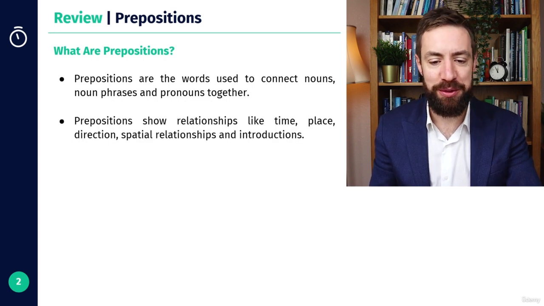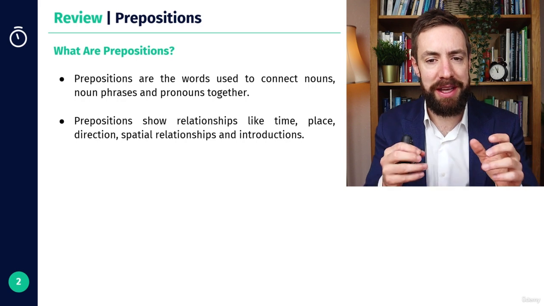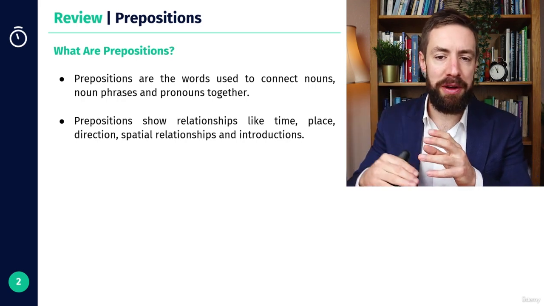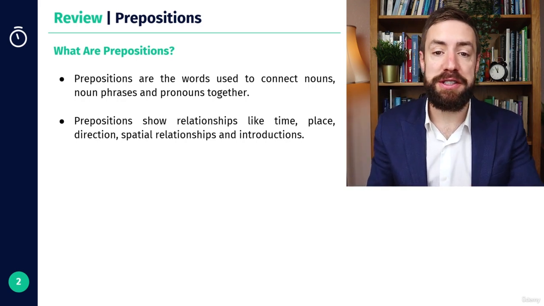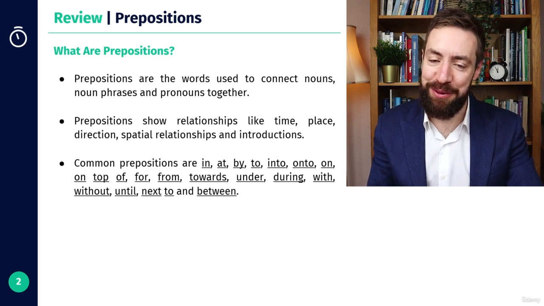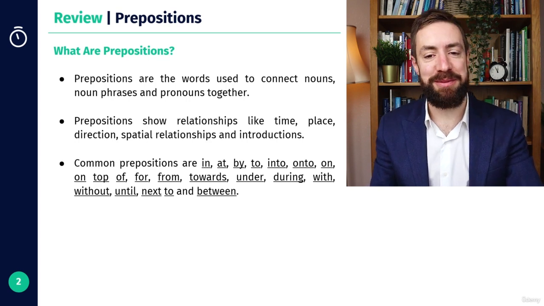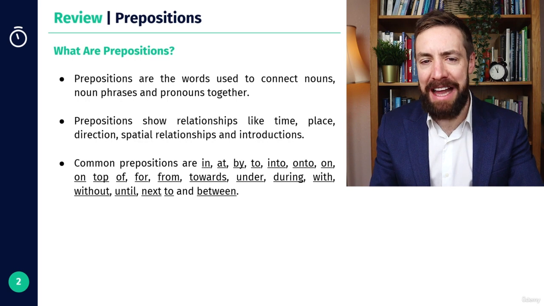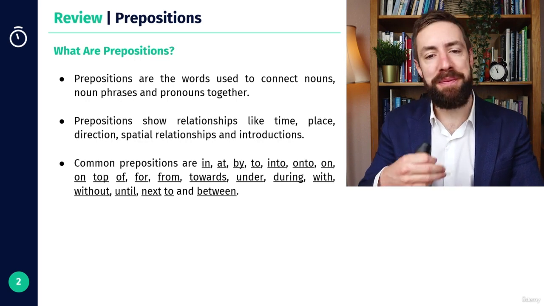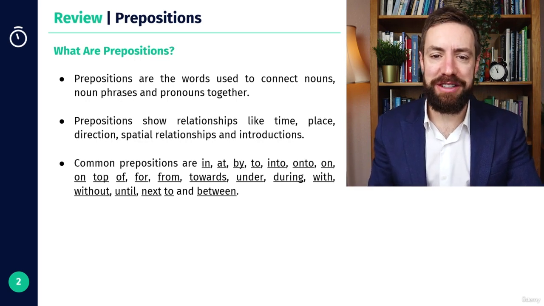They're connecting words. And they show relationships like time, place, direction, spatial relationships like next to, on top of, under, and introductions as well. And some common ones, there are a lot, and you can see them all here. In, at, by, into, onto, and so on. All right, a lot of them.